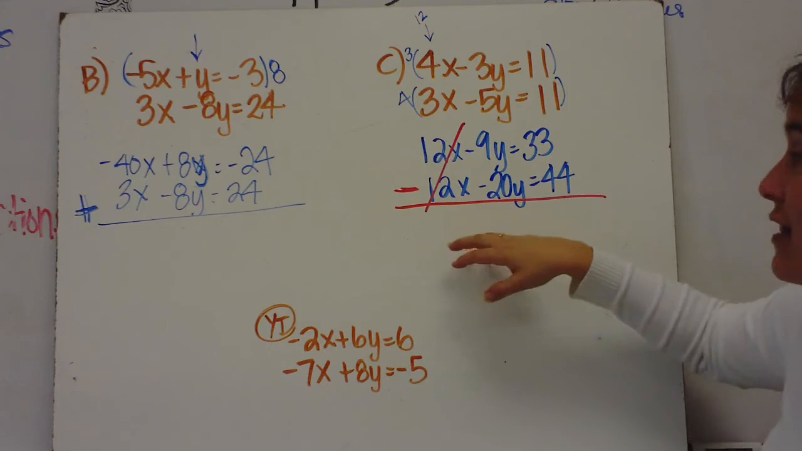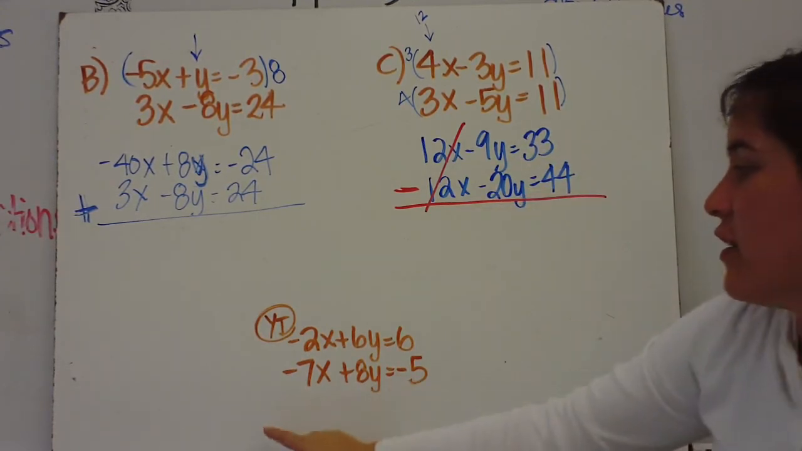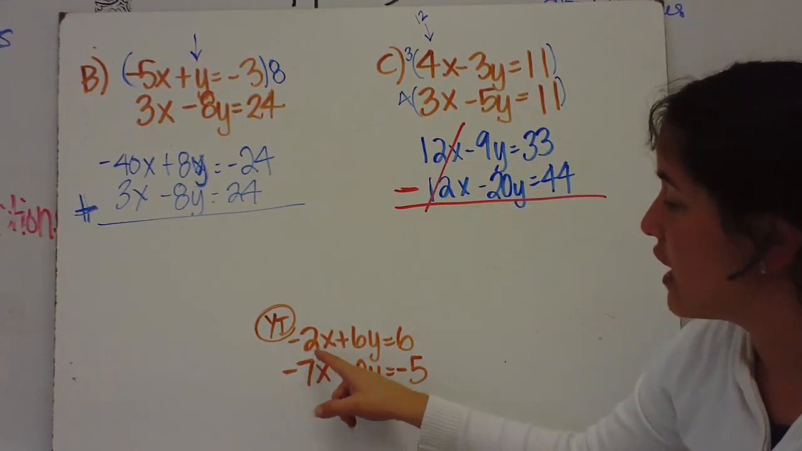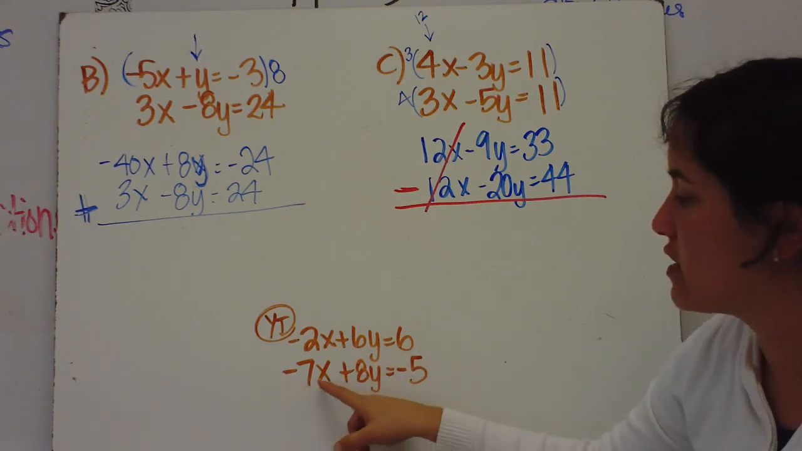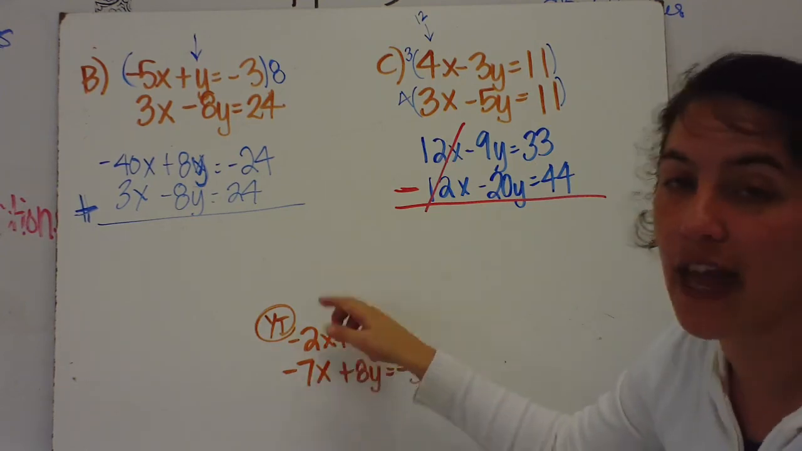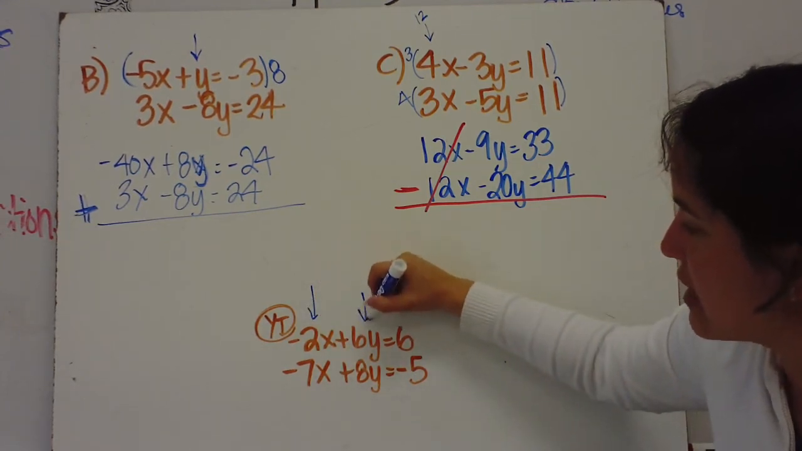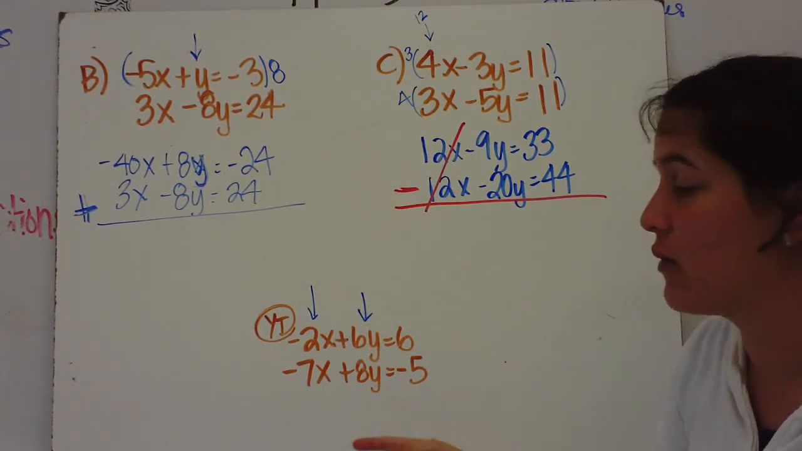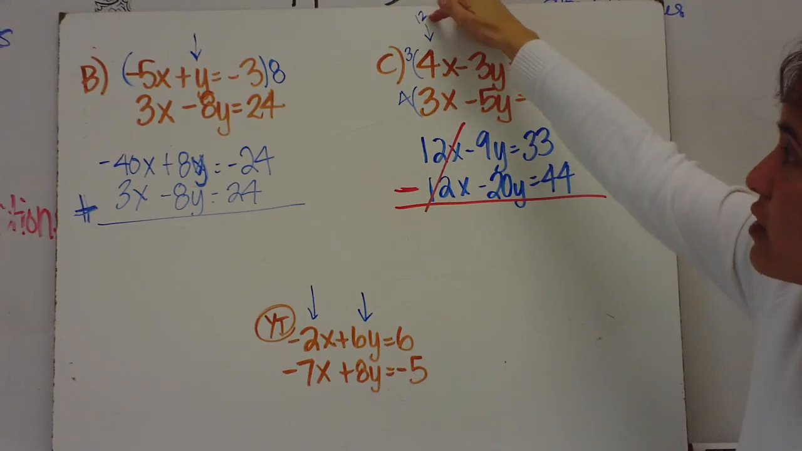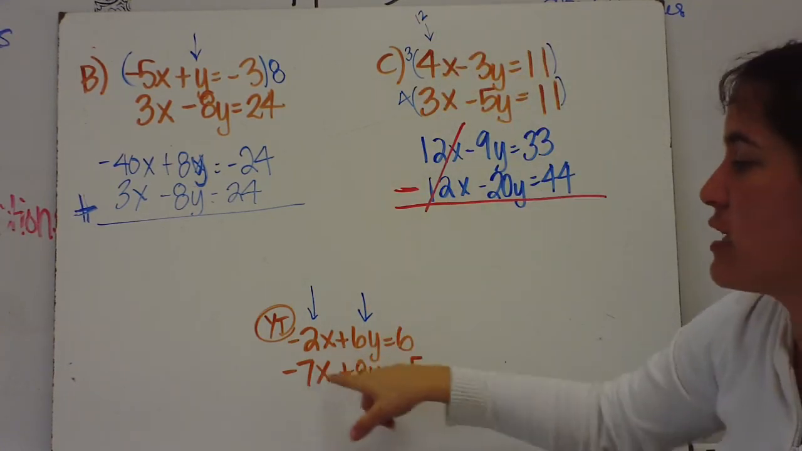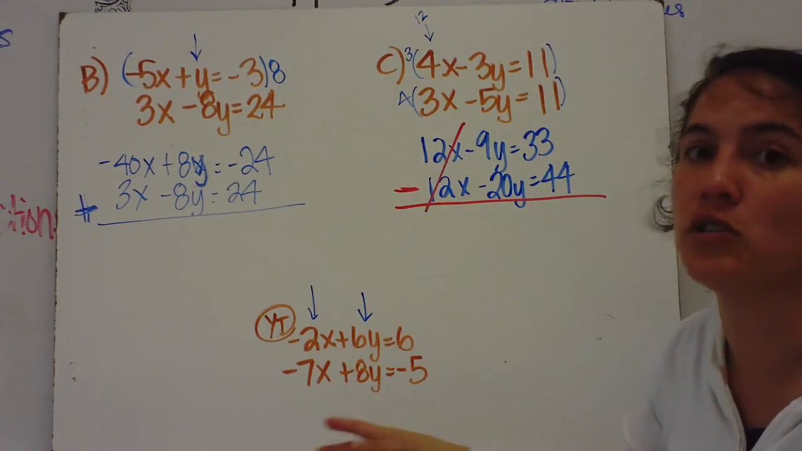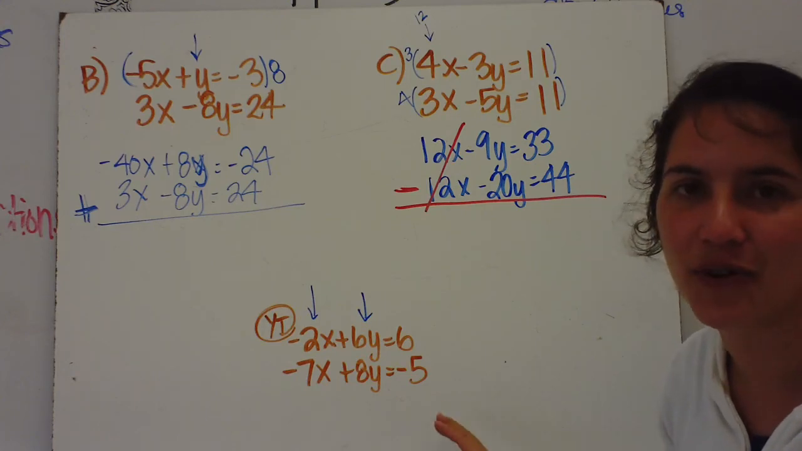So my x's are going to eliminate, and then I can solve. So you have a try down here. Negative 2x plus 6y, negative 7x plus 8y. You can focus on the x's or you can focus on the y's. But remember, you have to find a number that both of them will go into. Just like I did here, they both went into 12. So you have to find a number that they both will go into. You multiply the equations and then you eliminate. We'll go over this in class.